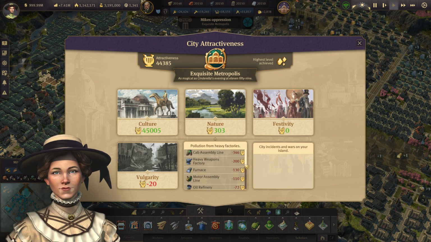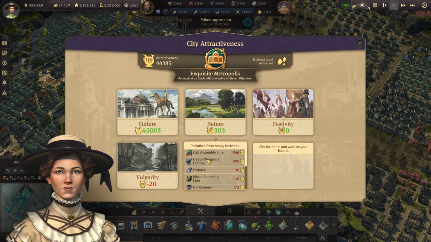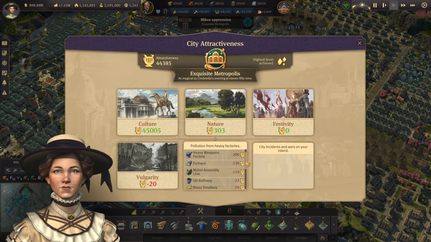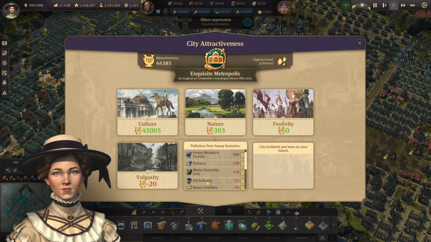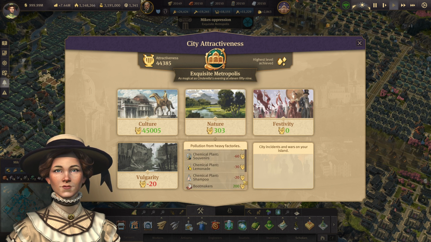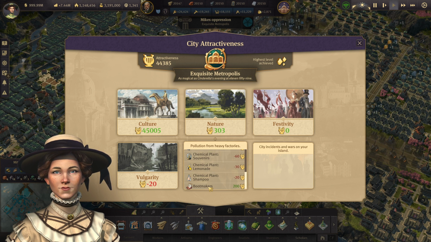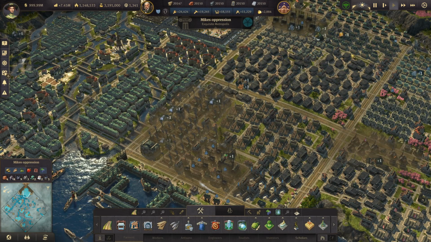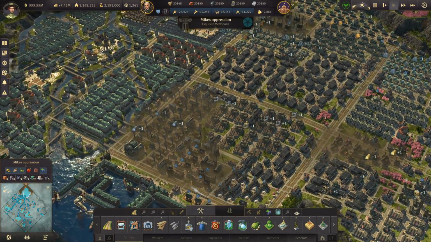Now if I click on this, we can see the majority is in the cab lines, heavy weapons factories and furnaces, and then we have the motor assembly. Even the oil extraction is going to have a negativeness on attractiveness. Even the chemical factories over here. However, I am getting a bonus because of an item in a trade union for the bootmakers, which is bringing it to a positive. Otherwise we'd be over 1,000 negative on this production island.